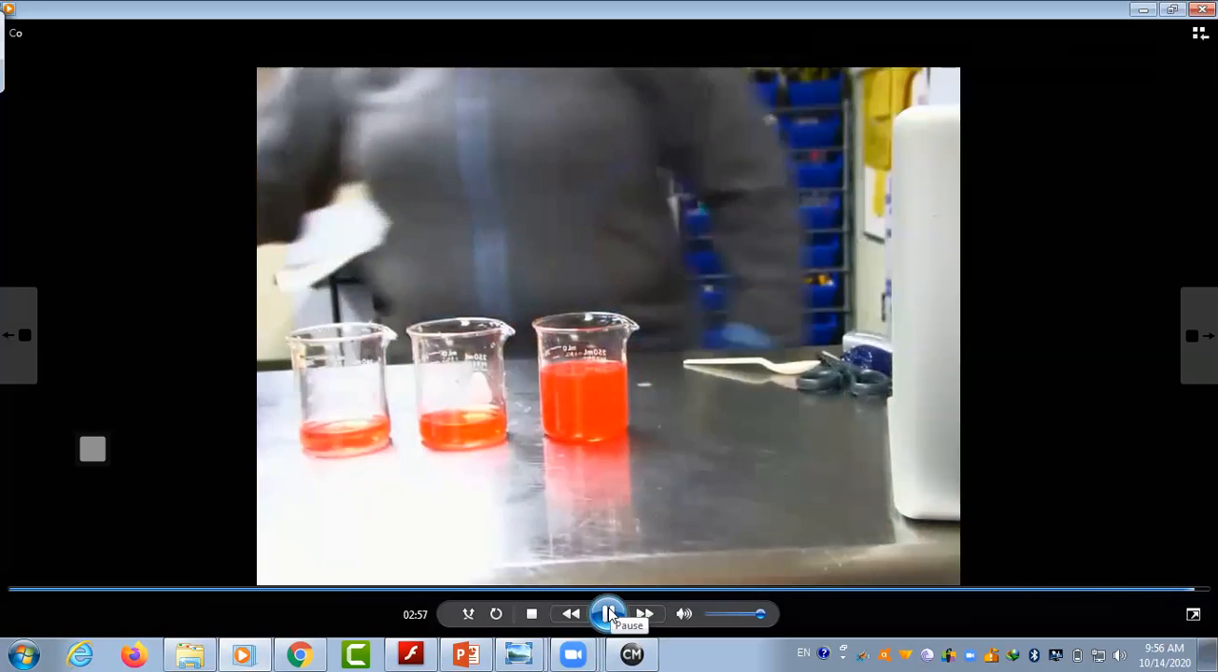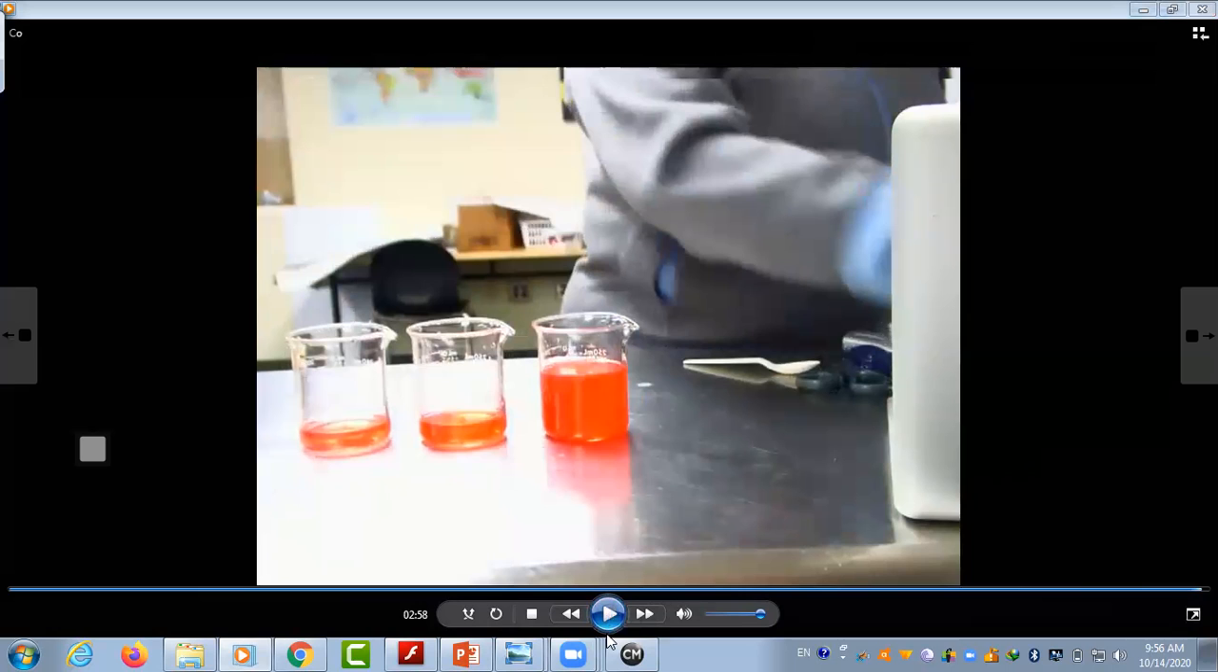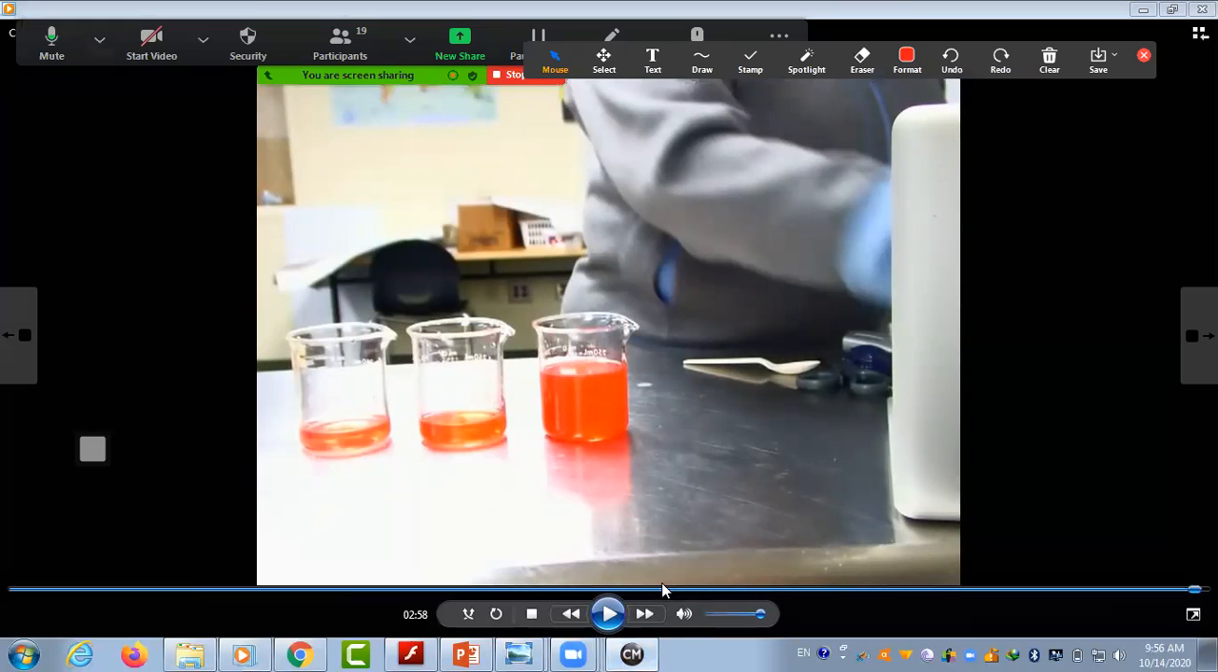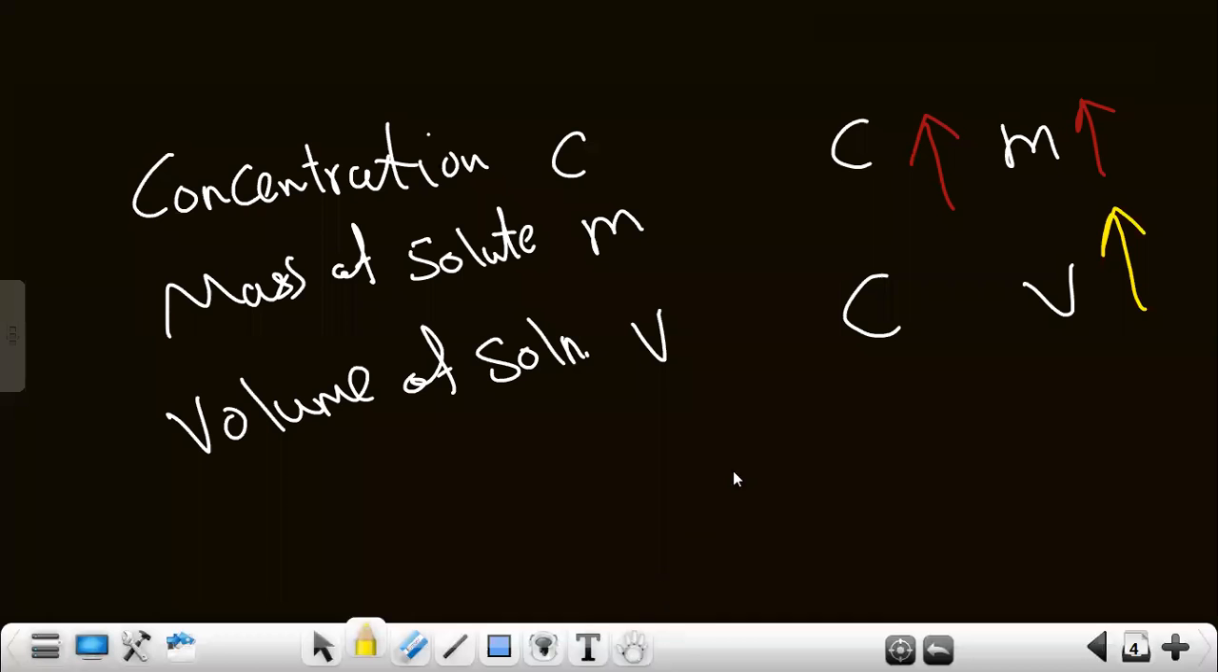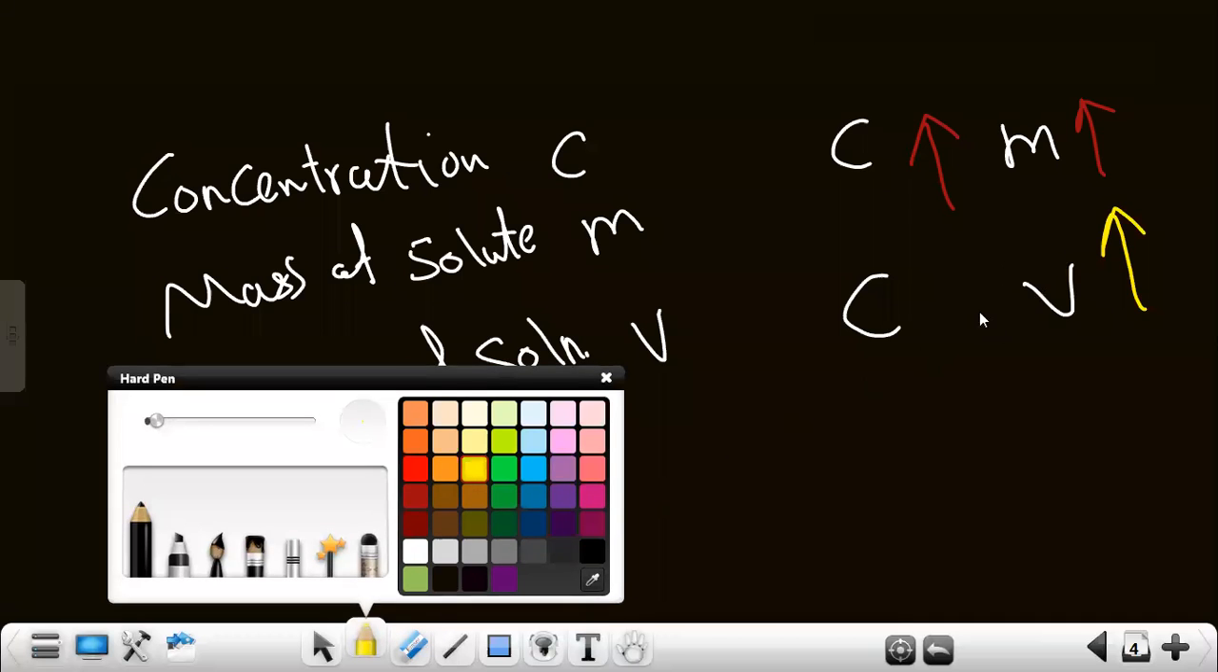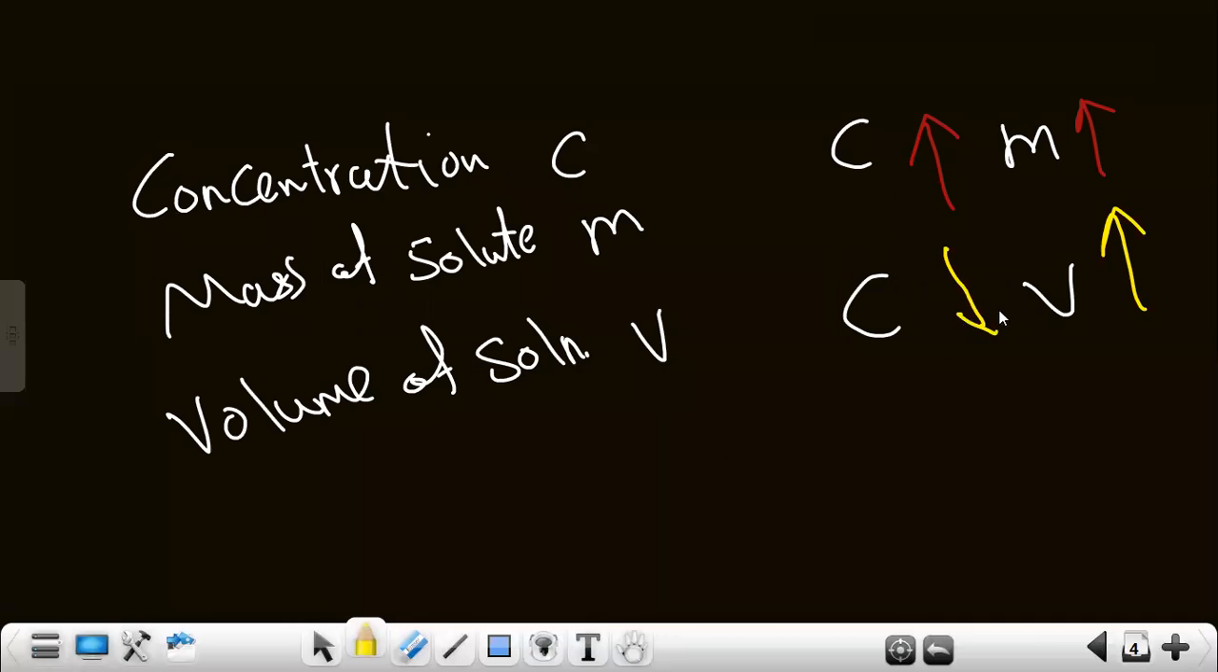Yes, so by experiment, as your friend Abdulaziz said, when we increase the volume, the concentration will decrease. Thanks, Abdulaziz, for your point. So here, what will happen when we increase volume? Abdulaziz said the concentration will decrease, right? So here we have a relation between concentration and mass, and concentration and volume.